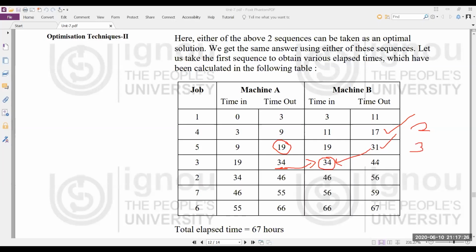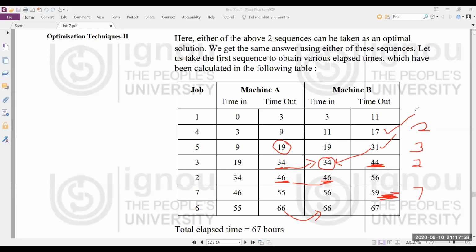After 34 hours, it means again there is an idle time of 3 hours. Again, it is free at time 44, but it picks up the new job at 46 because machine A provided the job at 46. It means that again 2 hours are idle, and again here it is free at 59, but machine A provides the job after the 66 hours. It means there are 7 hours, again idle.